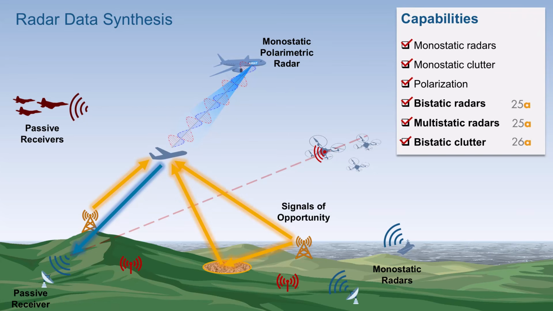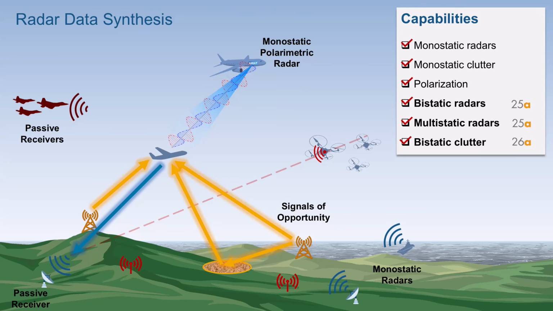The signal environment is dense and contested, and the RF spectrum is only getting more congested. This slide shows our current data synthesis capabilities for dynamic scenarios. We support monostatic and bistatic radar configurations, passive receivers and signals of opportunity, monostatic and bistatic clutter, polarimetric radar, and full multistatic networks. The key point is breadth. You can synthesize IQ data for any of these configurations.